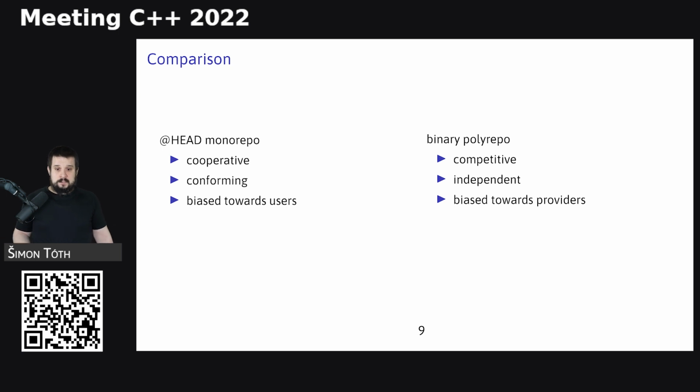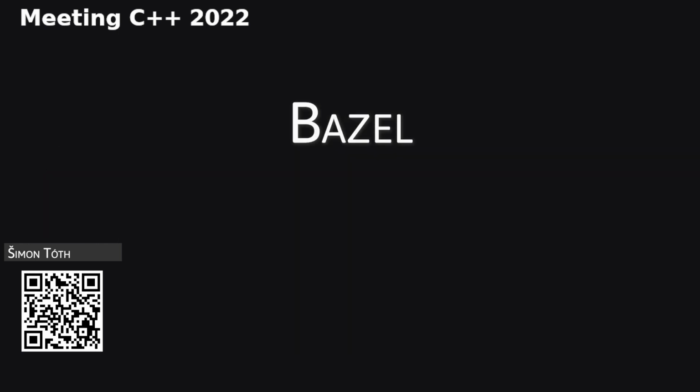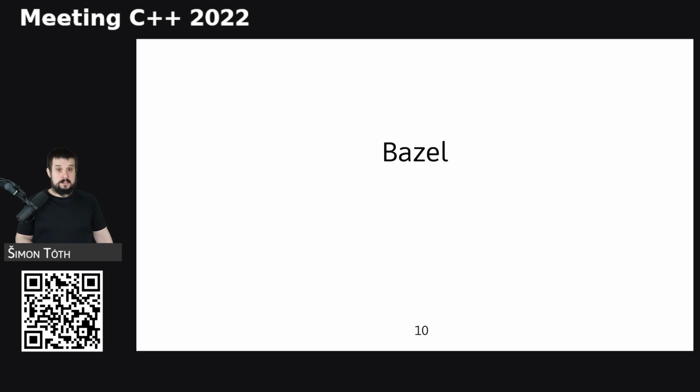I did mention that both the monorepo and binary model will require special tooling. So let's switch gears and let's talk about the Bazel build system. Bazel is an open source build system which originated from Blaze, the build system used in the Google monorepo. This heritage is what makes Bazel great as a build system for monorepo environments.